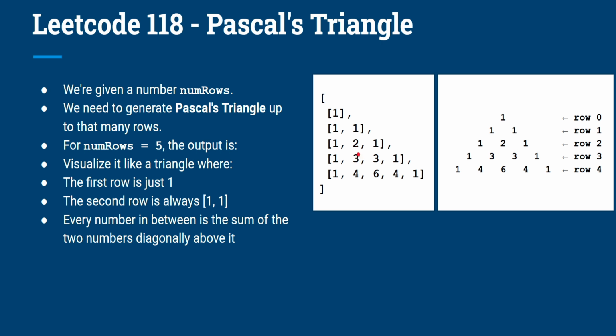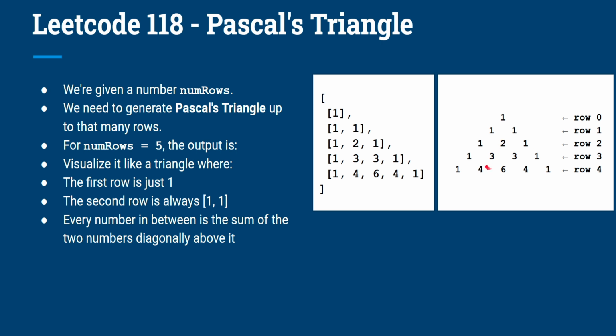But from 3, if you do the sum, 1 plus 2, we are getting 3. This 2 plus 1 plus 2, we are getting what? 3. So it is happening diagonally. So for the very first, this is fixed, right? But to get this 2, how are we getting it? This 1 plus 1 is getting 2. This 1 plus 1 is getting 2.